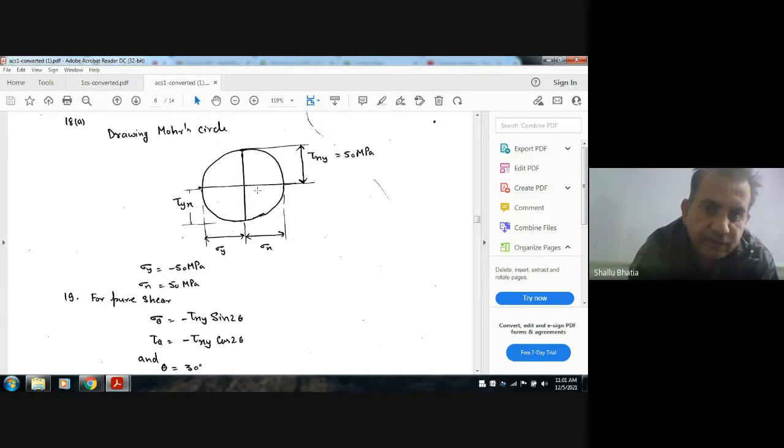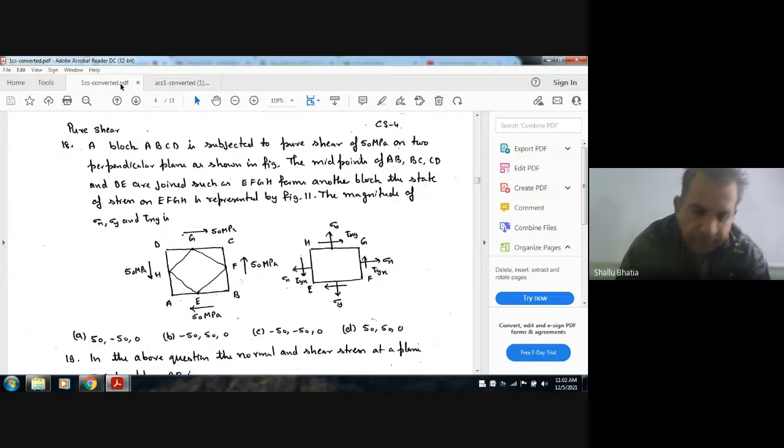Similarly, at an angle of 90 degrees, or in the Mohr circle at 180 degrees, there will be the plane of sigma x, and the stress acting on this plane is sigma x, so sigma x is 50 MPa. On this plane and on this plane there is no shear stress, so tau xy is 0. So the answer is A.